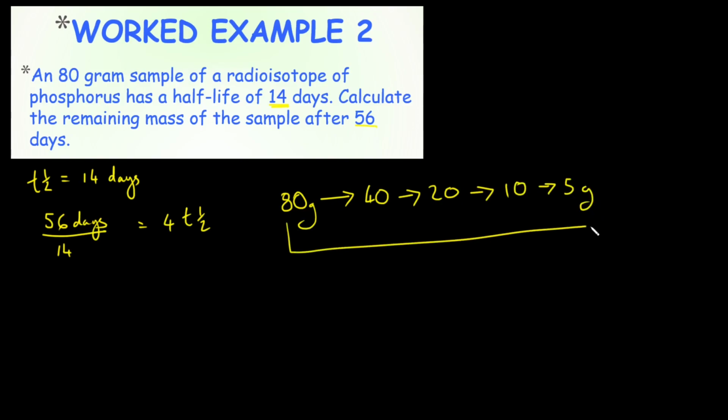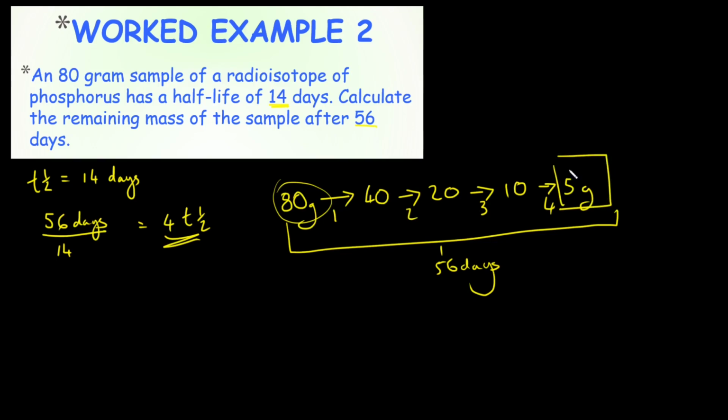So if I leave this for the total of 56 days, we know that there's 1, 2, 3, 4 half-lives within the 56 days. So I'm going to half my 80 grams 1, 2, 3, 4 times. And what will I be left with at the end? Well, I'll be left with 5 grams if I started with 80.